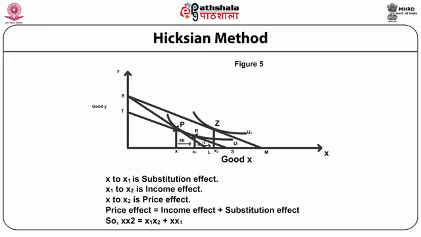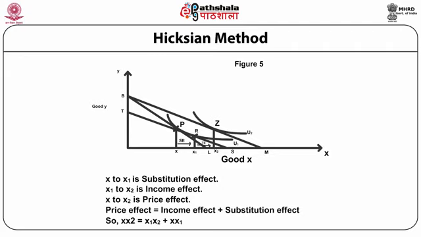Means when the price of good X relative to good Y changes, good X becomes cheaper relative to its substitute, and the consumer consumes more of the cheap good than the costly one, or he will now substitute goods. So the increase in quantity of good X from OX to OX1 is called substitution effect.